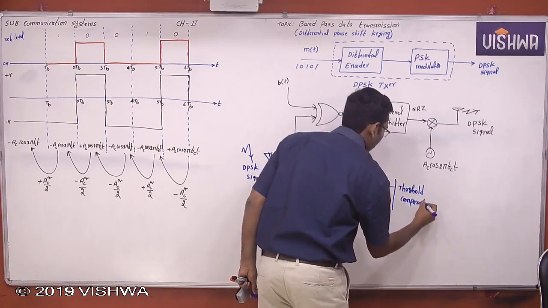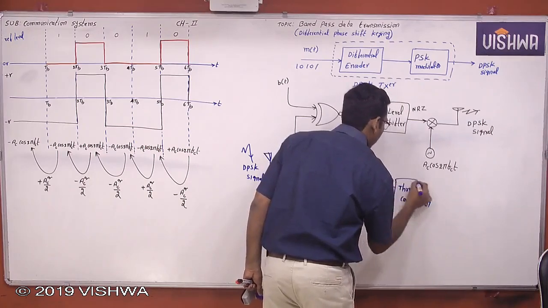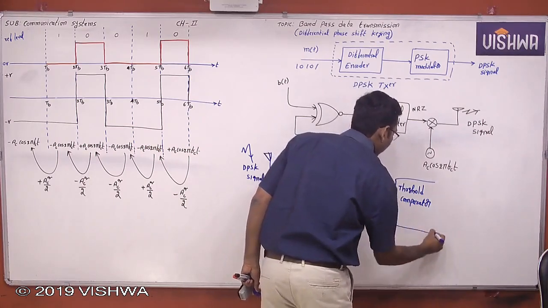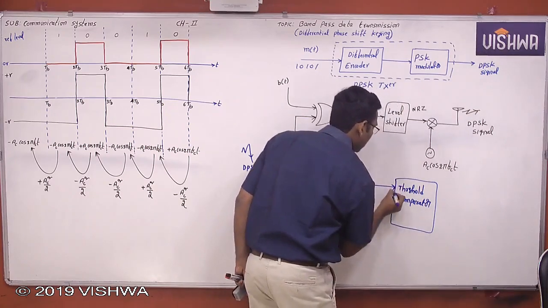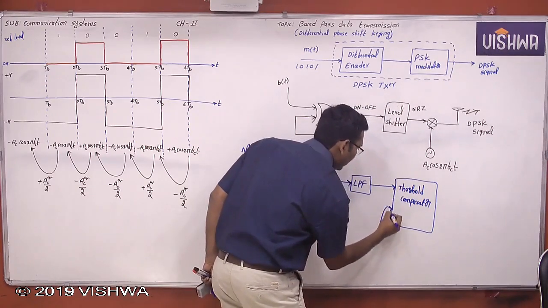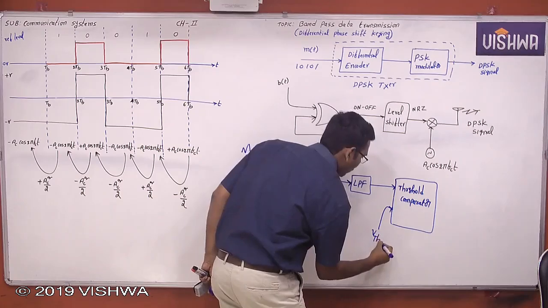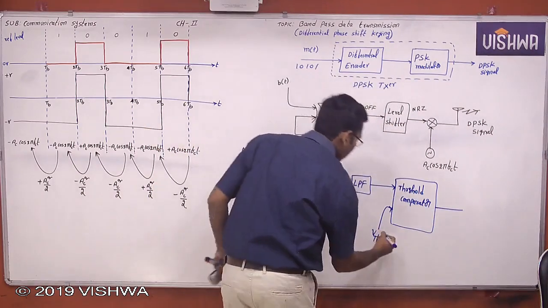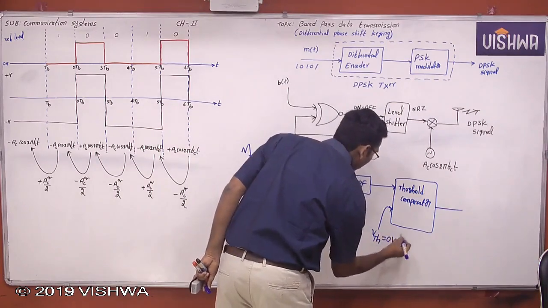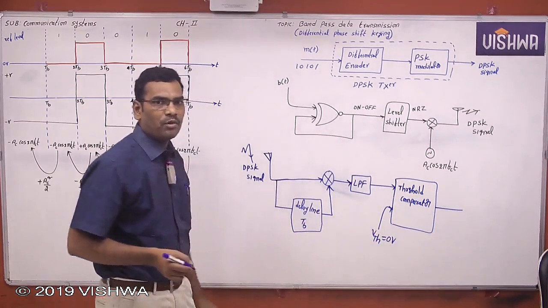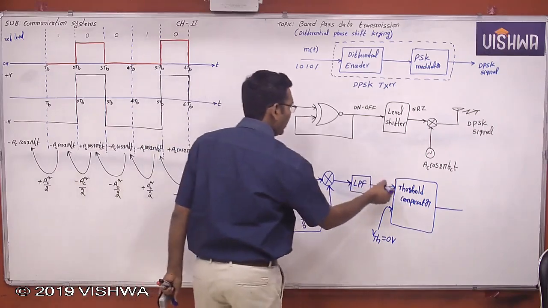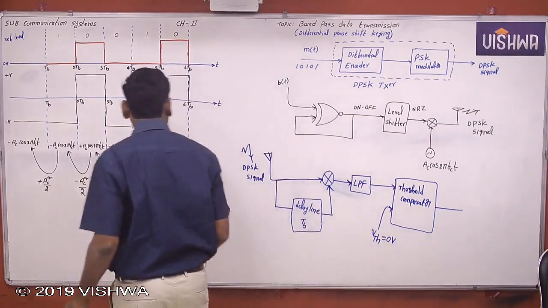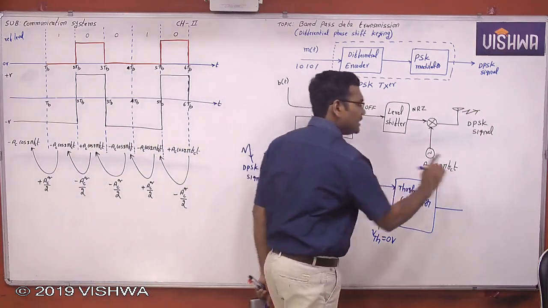You know the threshold comparator. The regenerative repeater is also acting as a threshold comparator. One input is this, and another input to the threshold comparator is the threshold voltage. You know the threshold voltage. What is the threshold voltage in the non-return to zero signaling scheme? This threshold voltage is 0. So the output of the low pass filter, this voltage, is compared with the threshold voltage, and the threshold comparator will take a decision.